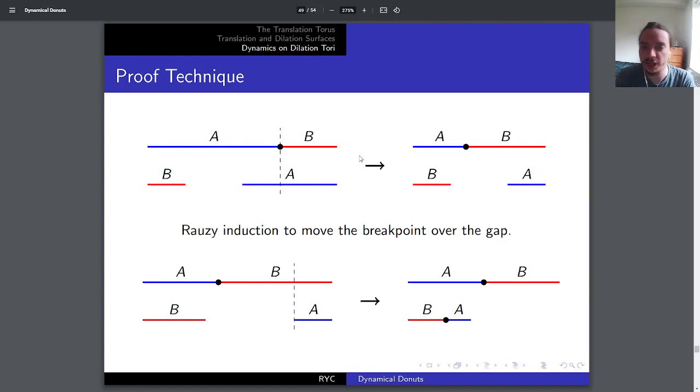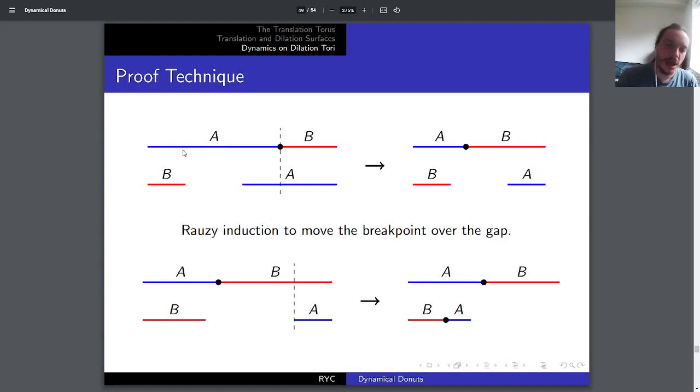So when we do this step of chopping off, we're going to get a new AIT that looks like this, with A over here, B over here, B over here, and A over here. So we've changed our AIT. And with this Rauzy induction scheme, where you just chop off pieces on the left or on the right, you can imagine if the breakpoint were on the left, we would chop off the piece on the left. It lets us move the breakpoint around.